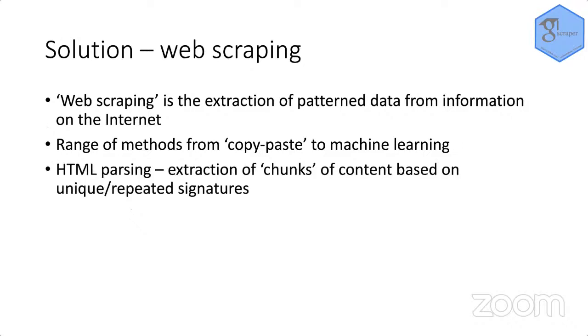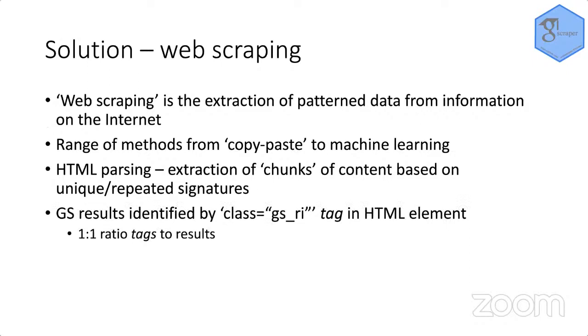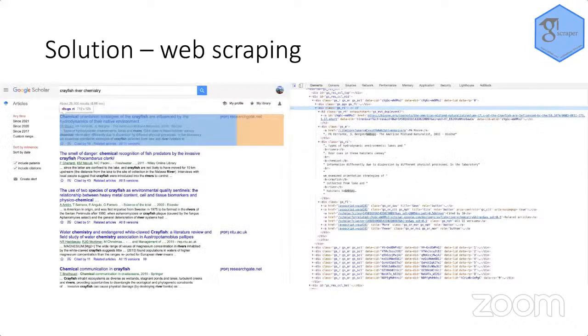But the most common perhaps is HTML parsing, in which you extract chunks of content based on unique or repeated signatures in the HTML code. Within Google Scholar, you can identify each result in a page of results by the tag class equals GSRI within the HTML code. And for every one set of search results, there is one tag, which makes it quite easy. On the left, you can see the search results in Google Scholar, and on the right, you can see the HTML. And there's an entire div with the class GSRI, and we can then extract each of the pieces of information within that search result using this code.